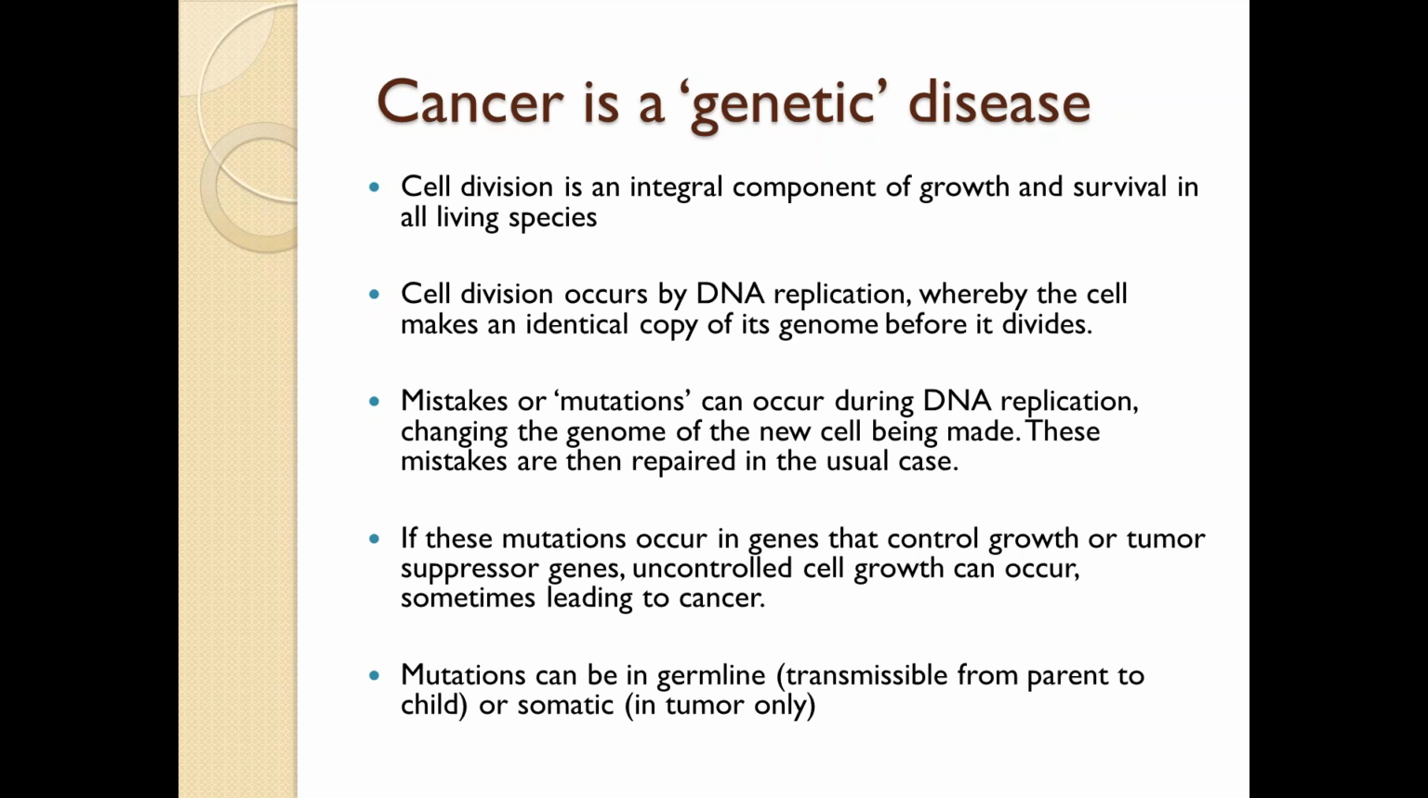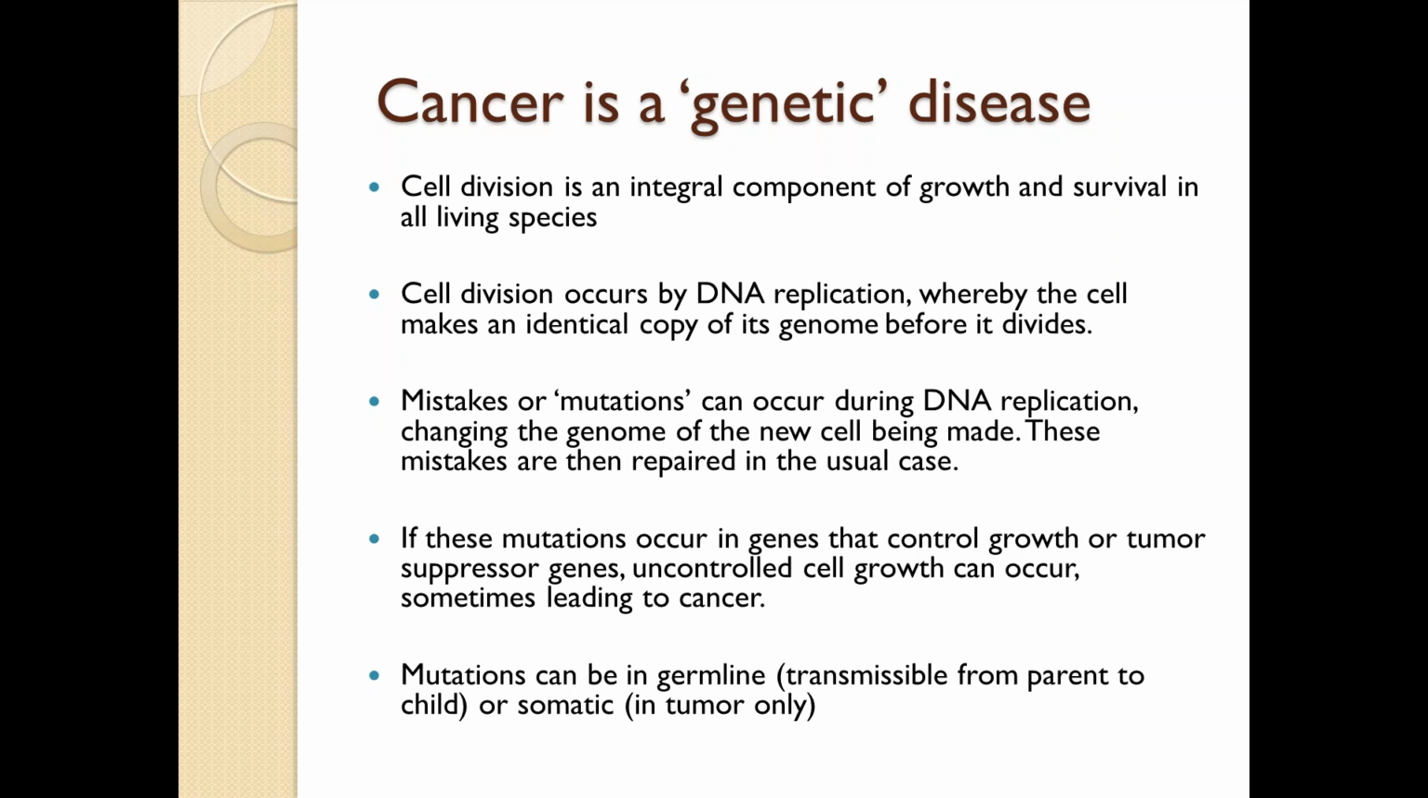Now, mutations can occur in all kinds of genes, but if they occur in genes that control growth, or genes that normally suppress tumor formation, then you can have uncontrolled cell growth, sometimes leading to cancer. So the reason I give you this introduction is BAP1 is considered a tumor suppressor gene, and therefore a mistake in this gene or a mutation in this gene can lead to cancer.